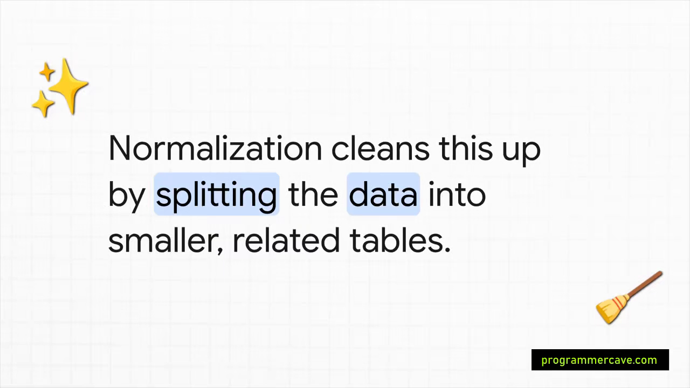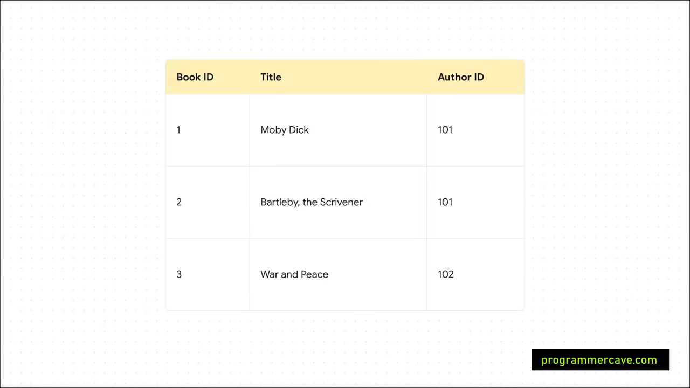So how does normalization come in and save the day? Well, it cleans up this mess by doing something really smart. It splits this one big table into multiple smaller, much more focused tables that are all linked together. First up, we create a table that only cares about one thing: the books. Take a look. No more author name, no more nationality. Instead, we have a simple reference, a pointer, called author ID. This table's job is to know about books, and that's it.